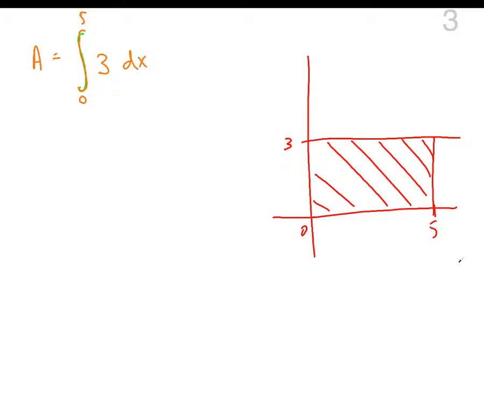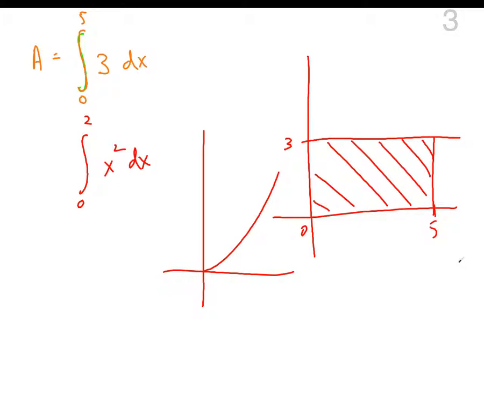Now, where this breaks down is if we change this into something like the integral from 0 to 2 of x squared dx. Okay, that's not going to go so well. Because we're going to get this weird little wedge-shaped thing. And how do you find the area of that? You do, but that comes later. It's not that bad, actually, but we'll worry about that later.